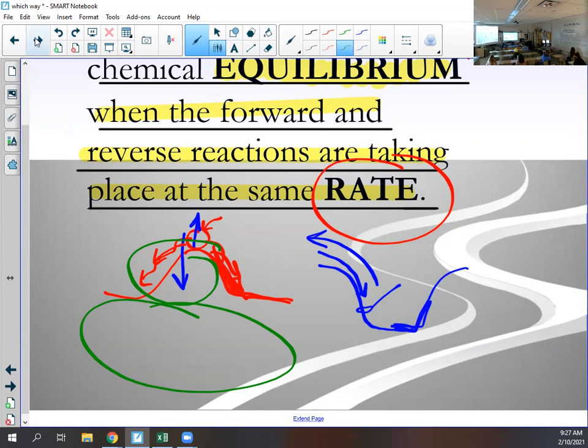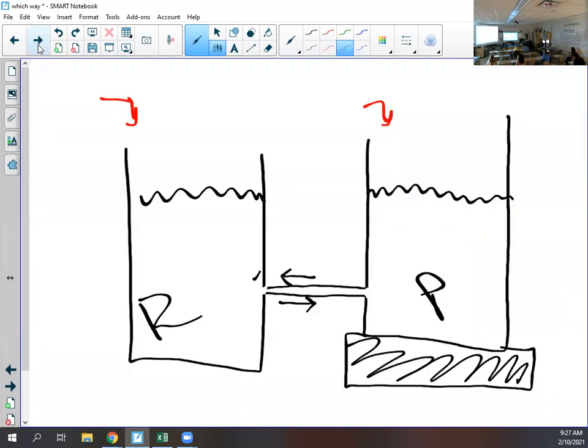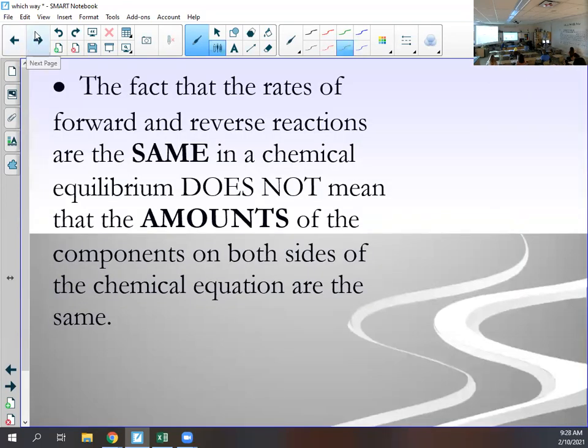All right. We will do a lab to emphasize this. The amounts are not the same, just the rates are the same. All right. So, I can do this demo right now. I forgot. Yeah, I'll do a demo right now. There's no real chemicals involved, but it's really good at talking about this.